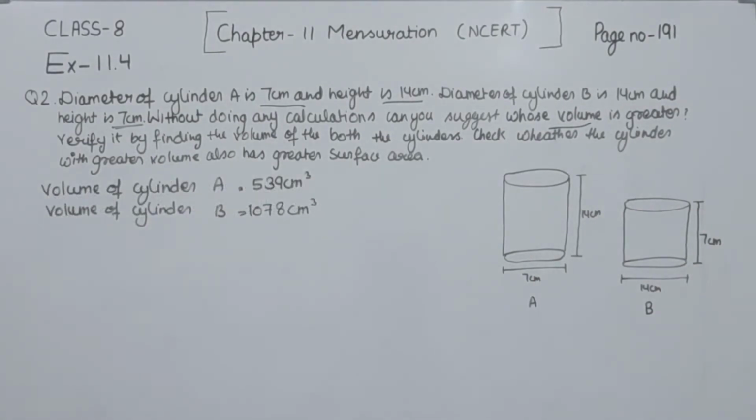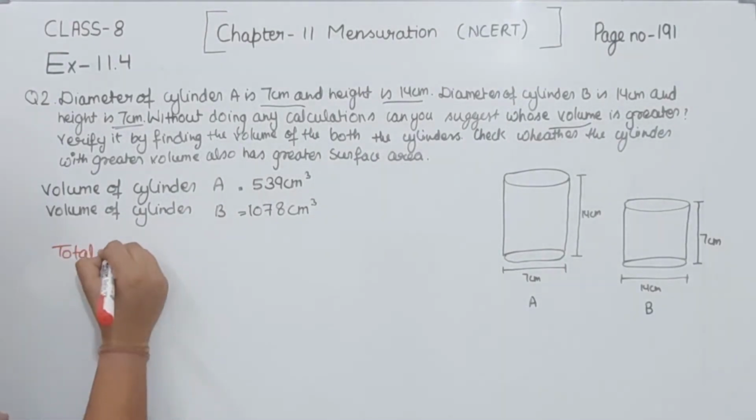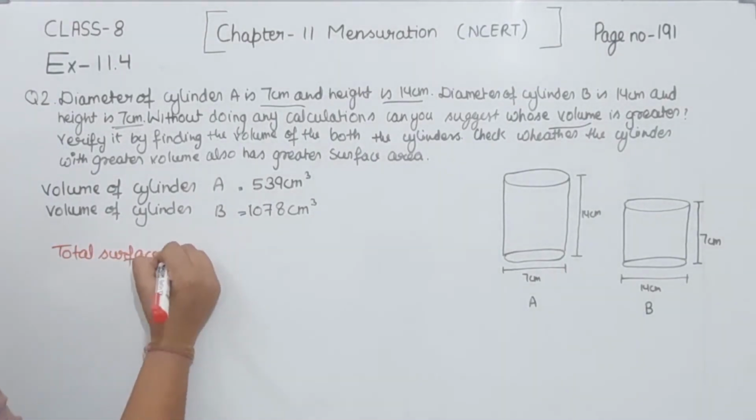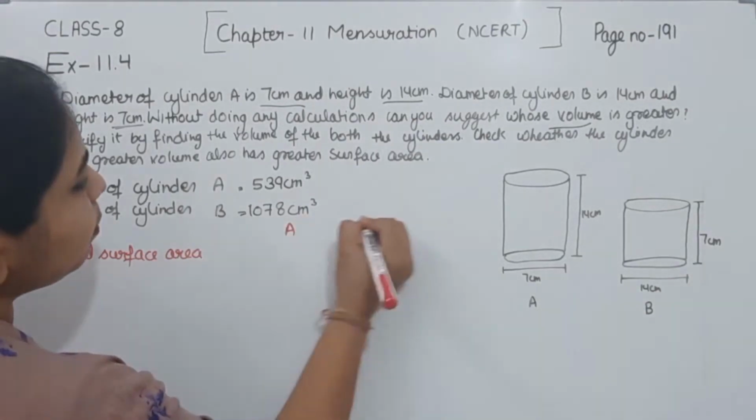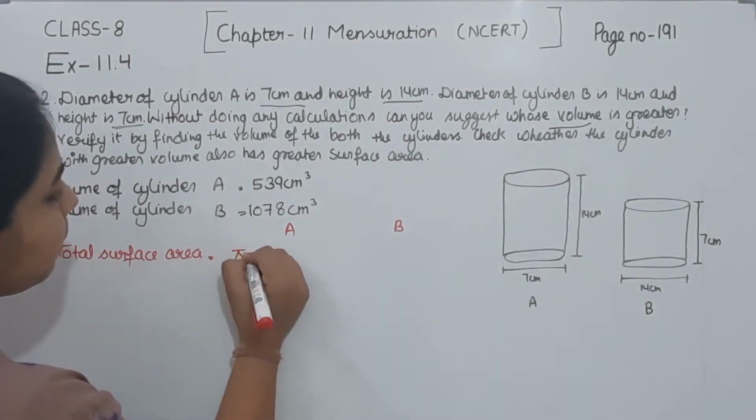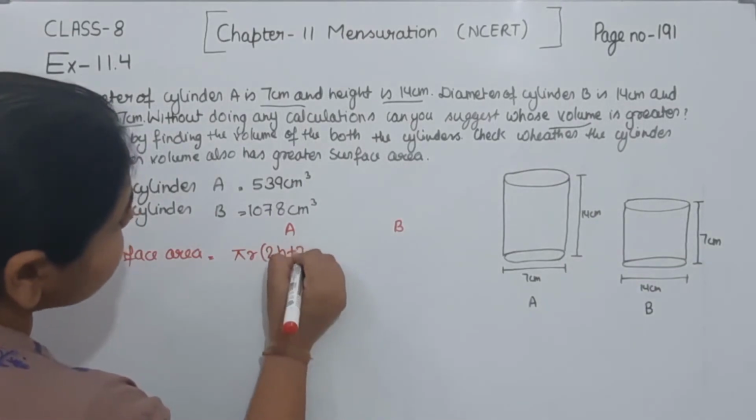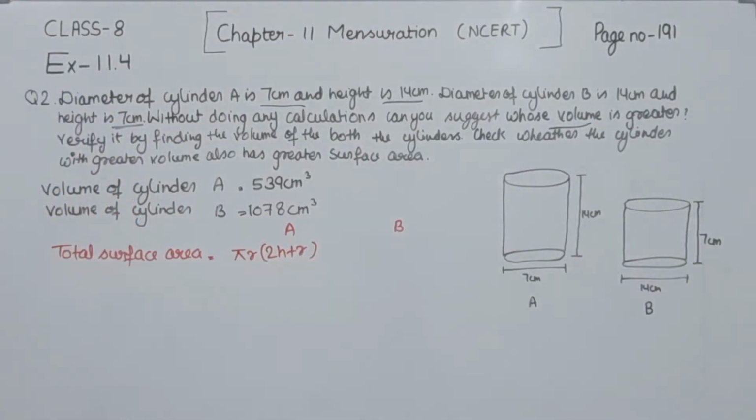So now we are going to find the surface area. I'm going to write here total surface area. We are going to find the area of both the cylinders. The formula for the total surface area is 2πr(h + r). This is the total surface area of the cylinder.